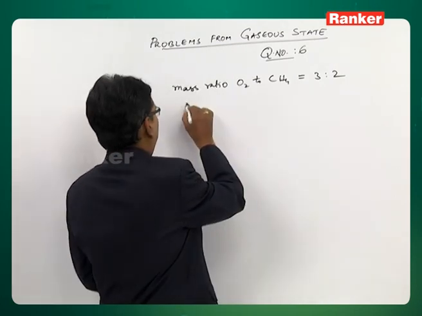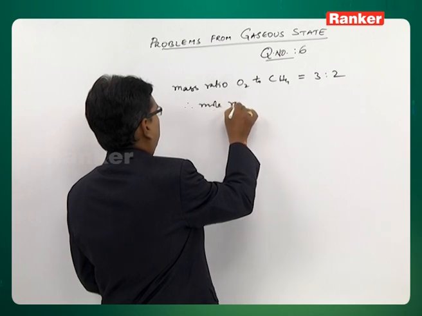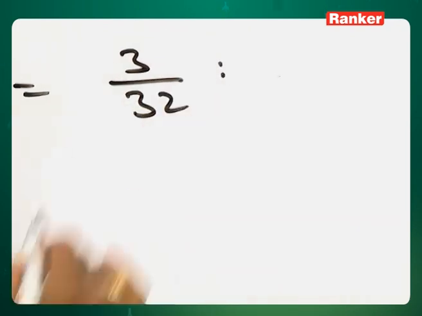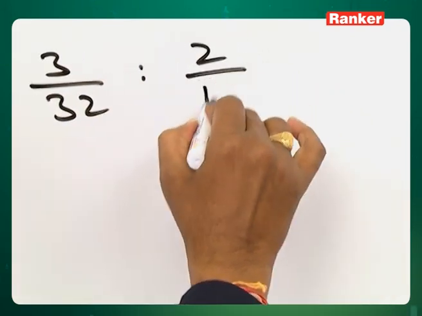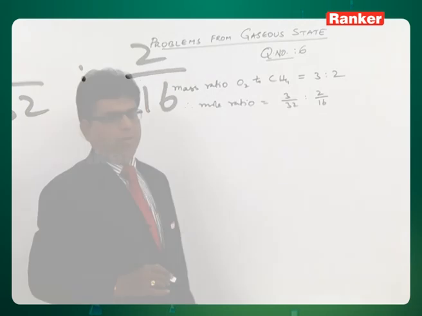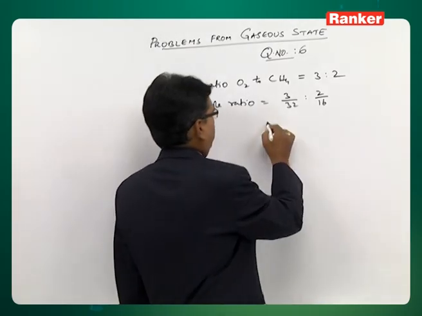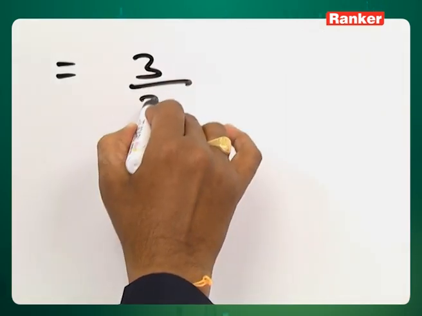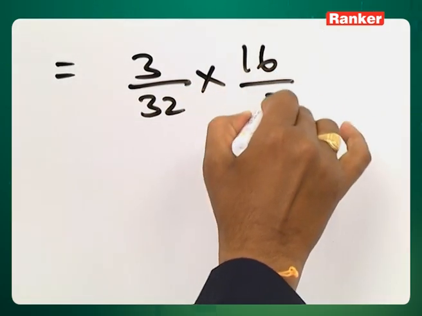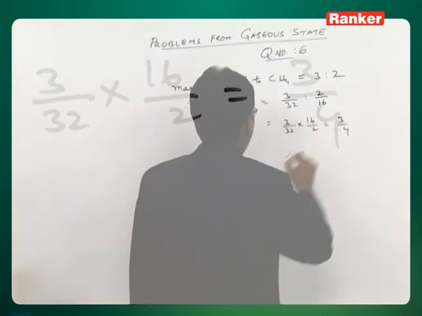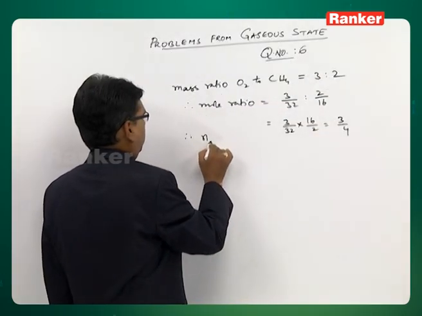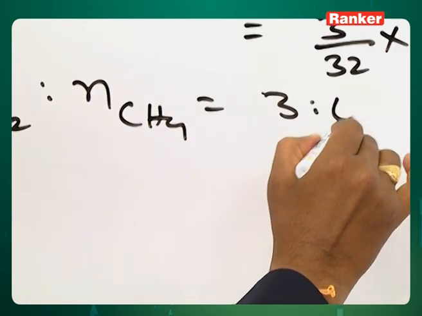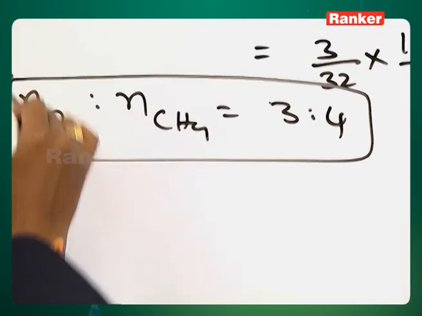Therefore, their mole ratio is 3 by 32 is to 2 by 16. That means, this is 3 by 32 into 16 by 2. So, this is 3 by 4. So, N of oxygen is to N of methane is equal to 3:4. This is the mole ratio.